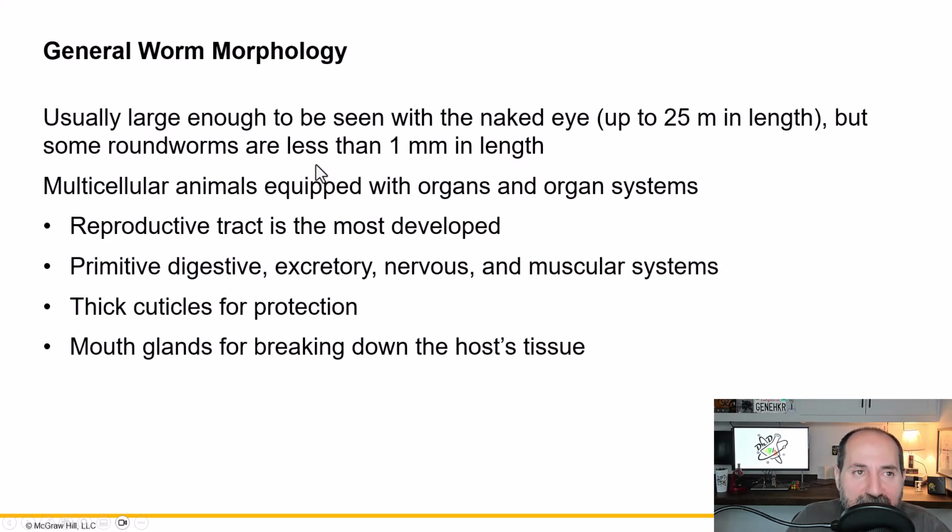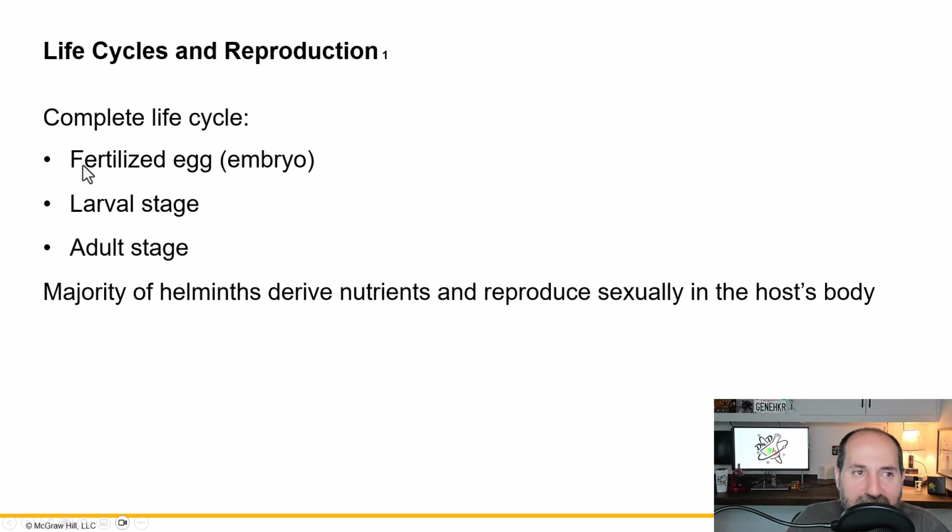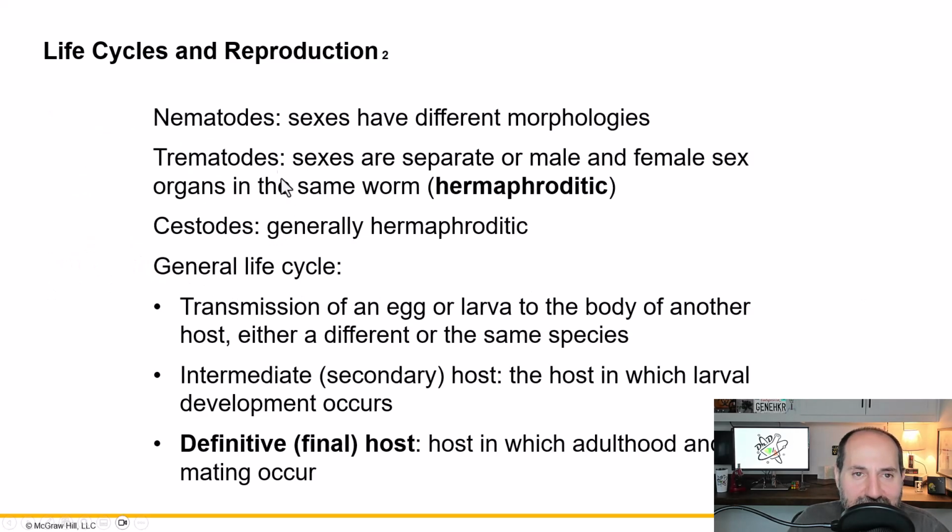And yes, we do study worms in microbiology because oftentimes you are infected by the microscopic eggs from undercooked meat or by contaminated water or something like that. We talked about the life cycle of the worm, the fertilized egg, followed by the larval stage, followed by the adult stage. Nematodes, or roundworms, have sexes with different morphologies, so they have a clear male and female sex. Trematodes have separate sexes, or male and female sex organs in the same worm. They can also be hermaphroditic, while cestodes are generally hermaphroditic.